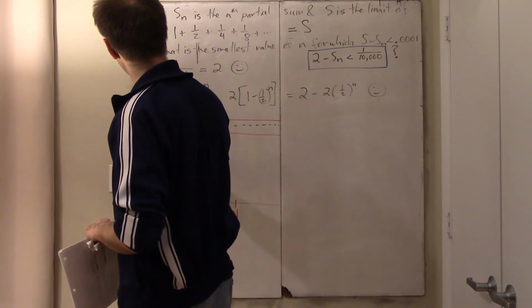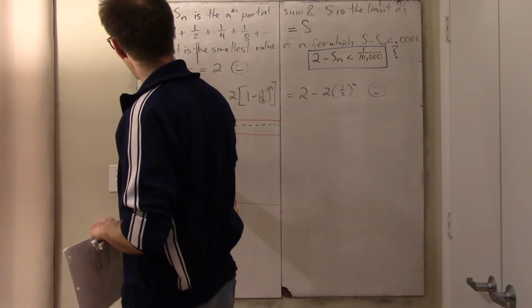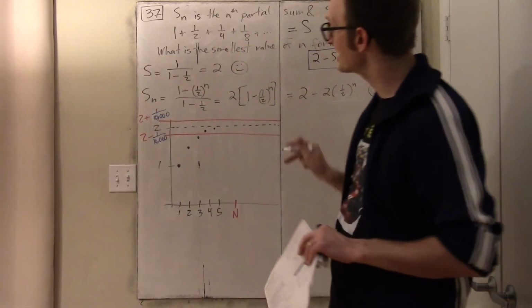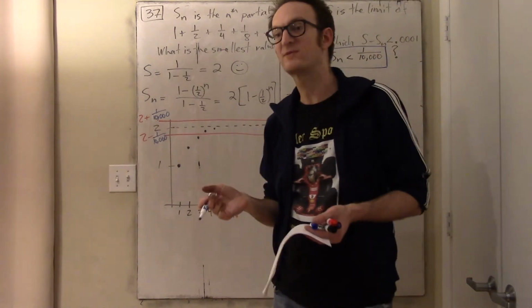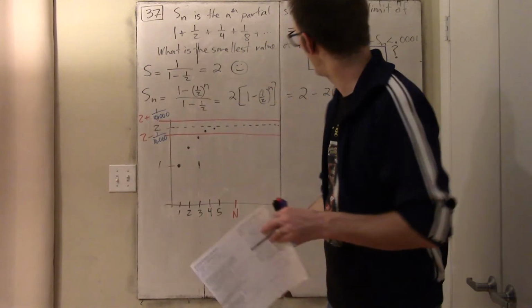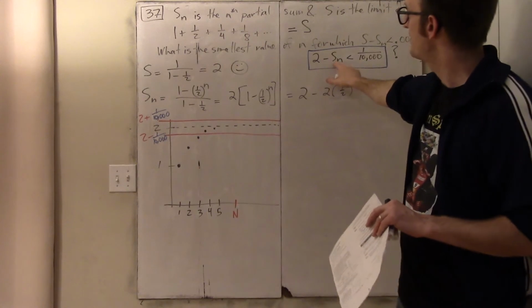And what do I have to do to meet that challenge? I have to add enough terms of my sequence. I don't know how many. I have to add a lot of terms until the nth partial sum.